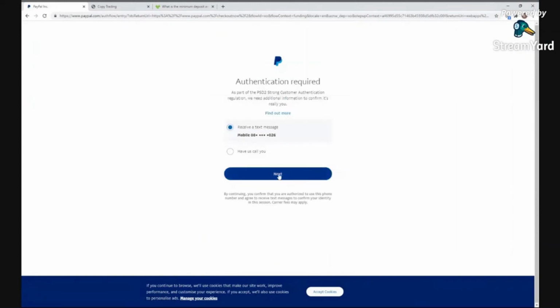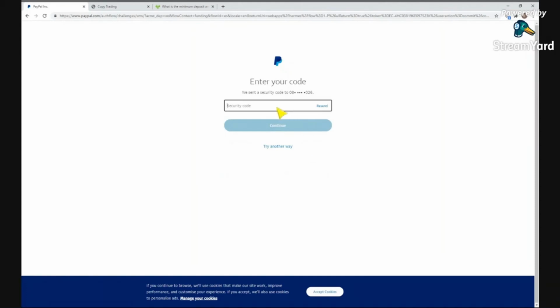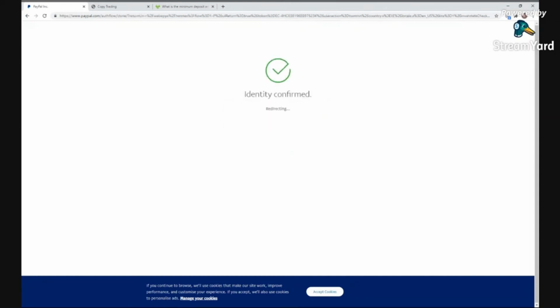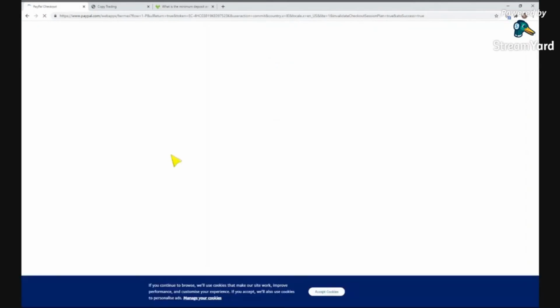Okay, so it's in here. I need to just verify on my phone for the PayPal transfer. So I just got a text there. So I'm just going to put in the number. And I click continue. That's just for PayPal, and PayPal is always safer online than using your credit card, I believe. It's an extra security step. So we'll just let that load up there.